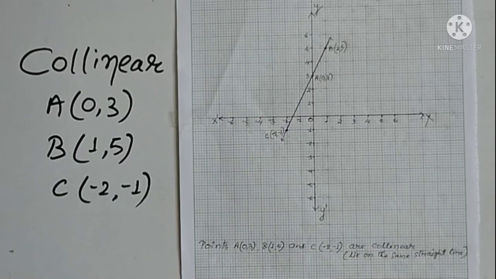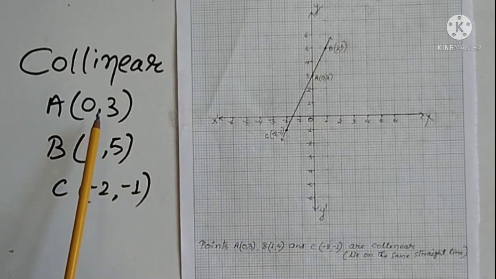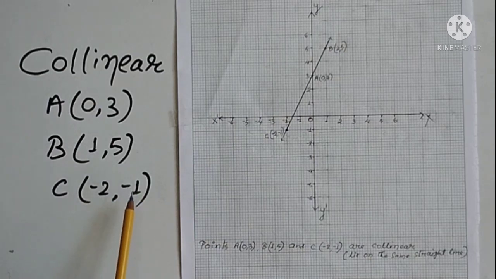Clear? Now we will learn about collinear points. Collinear points means the points which lie on the same straight line. So consider 3 points. So A(0, 3), B(1, 5) and C(-2, -1).